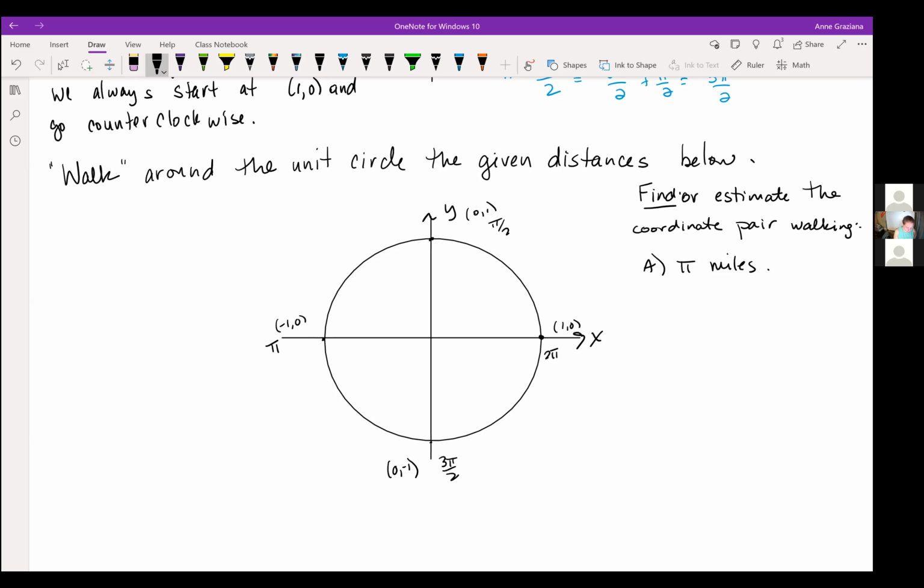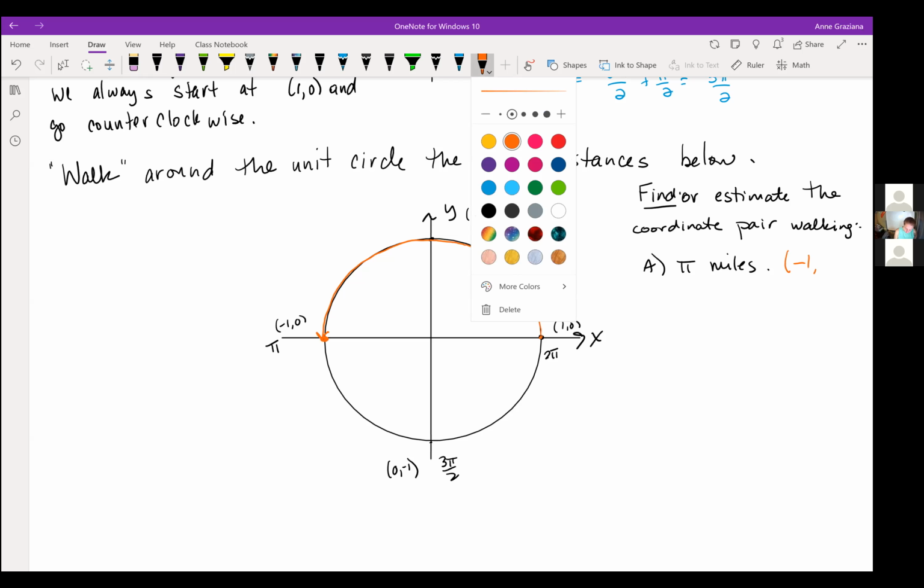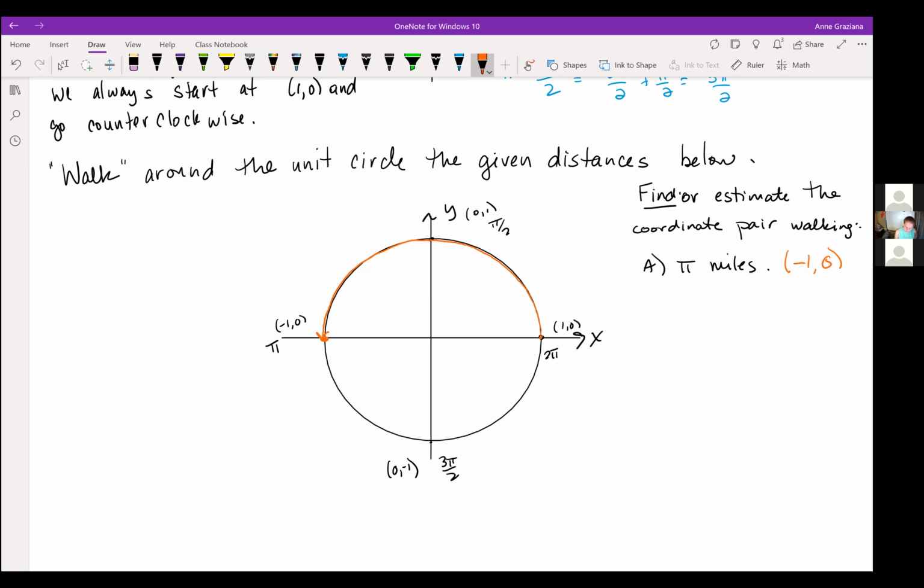So this one's pretty straightforward, not too bad. If I start here, you always start at 1, 0. I'm going to walk around the circle, the edge, until I get to pi. And that is an exact pair of points. That's going to be -1, 0. Is everybody okay with that? That's exact.